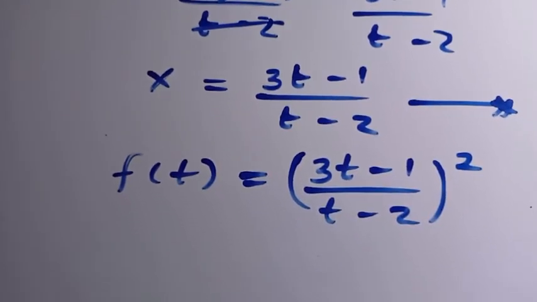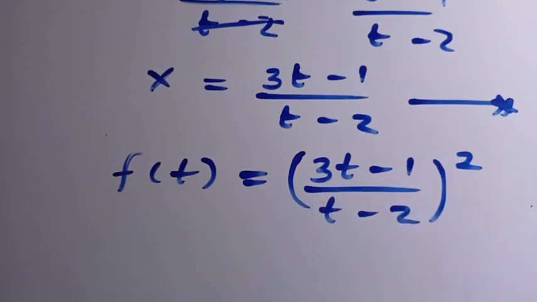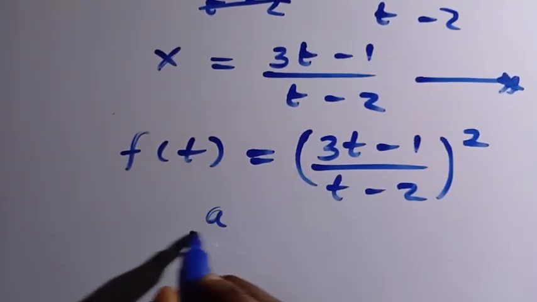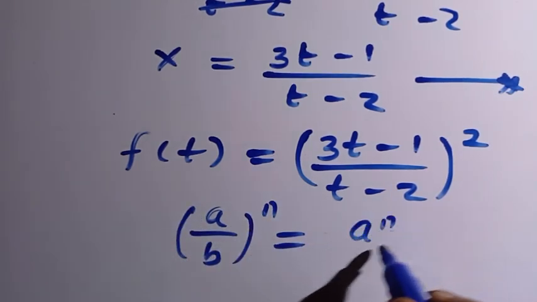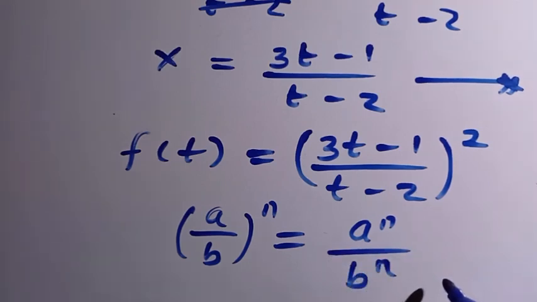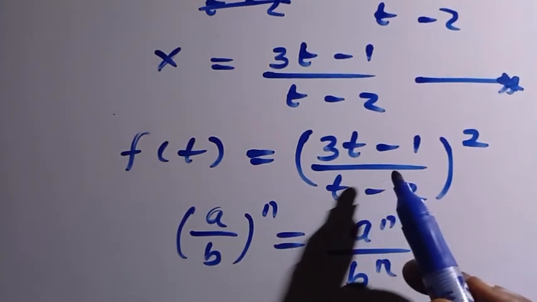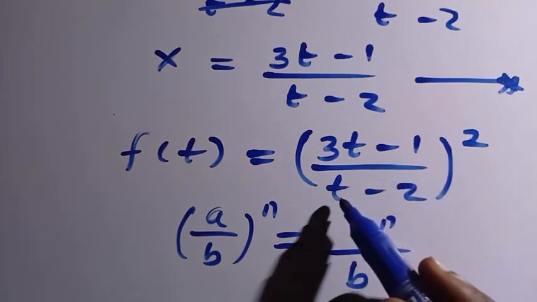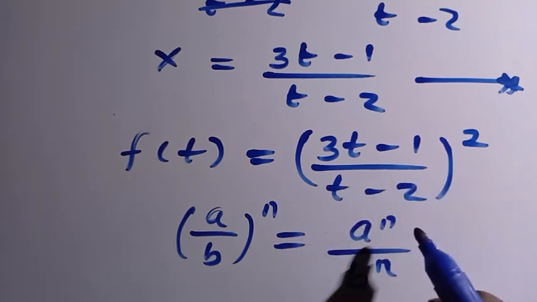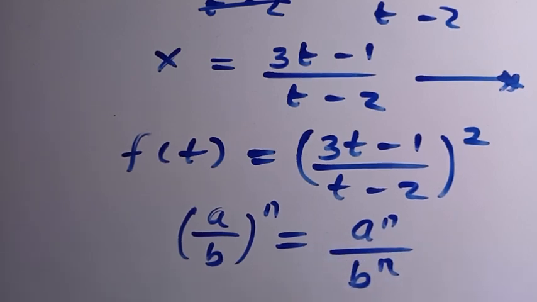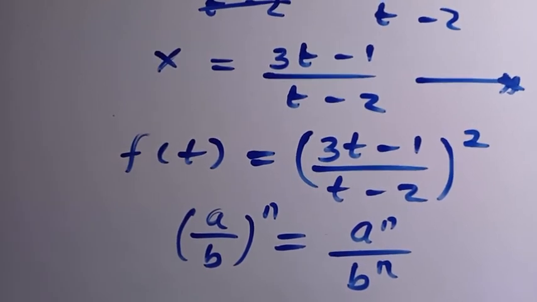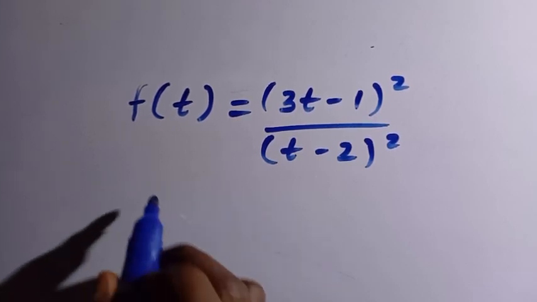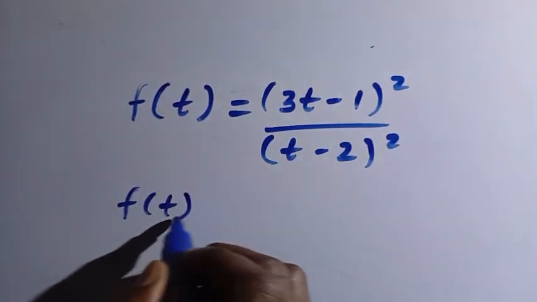So then we are going to expand this. This follows when we have, suppose we have a divided by b raised to the power n. So this equals a raised to the power n divided by b raised to the power n. At this point, we are going to let 3t minus 1 be squared, and t minus 2 having its own square. Following this rule, we have this as f of t.